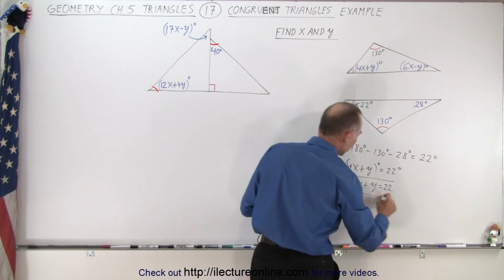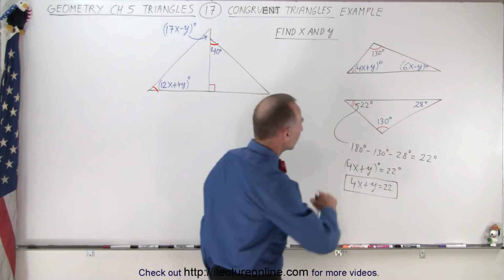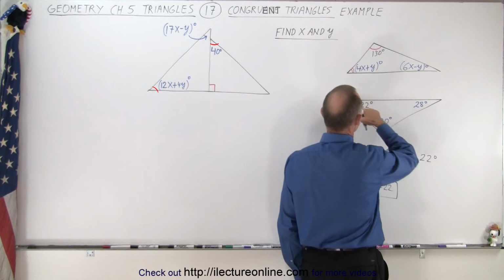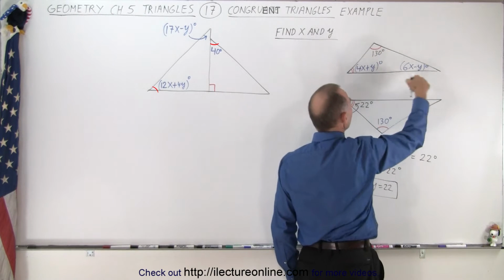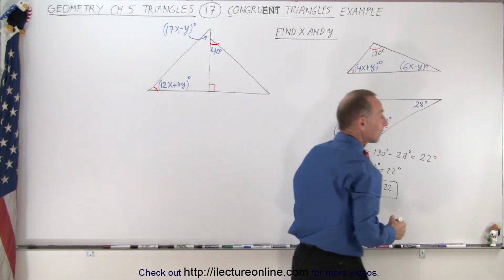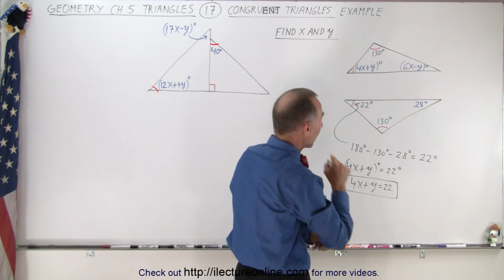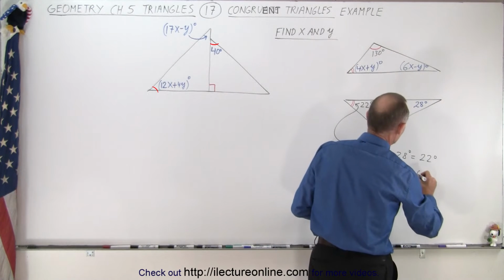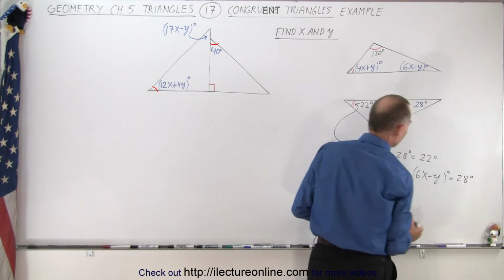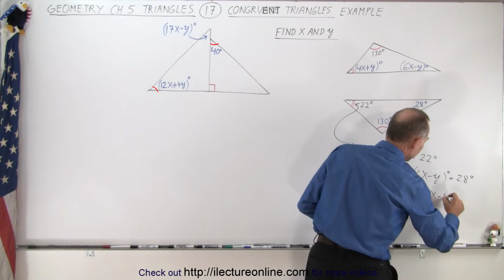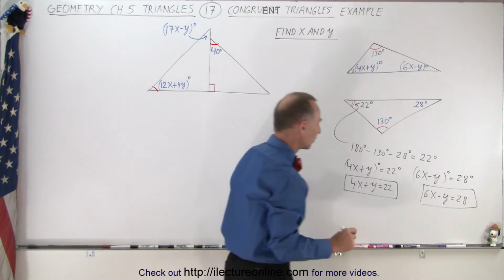But then of course I have one equation with two unknowns. I cannot yet solve that. But then I can look on the other side and realize that if these two angles are congruent to these two angles, that means that these two angles must be the same. That is the third angle theorem. And so based upon that, I can then also claim that 6x minus y degrees must equal 28 degrees. In other words, 6x minus y equals 28. And here now I have a second equation with the same unknowns x and y.